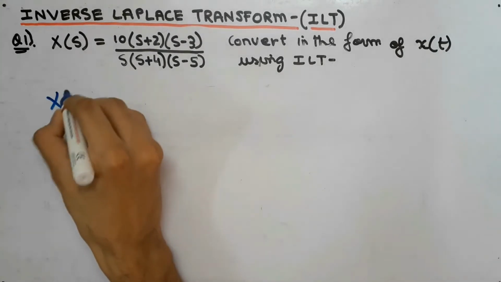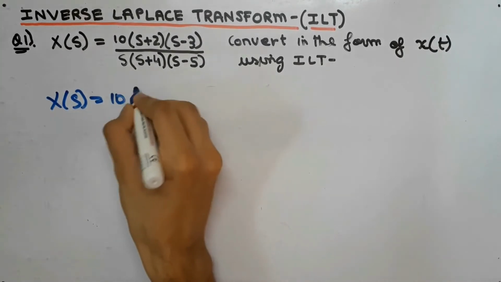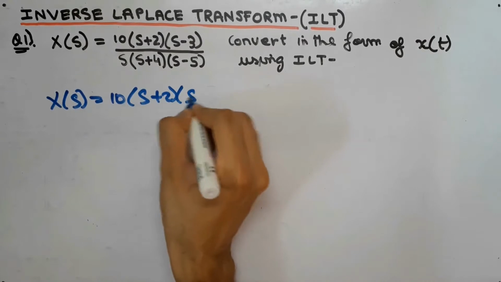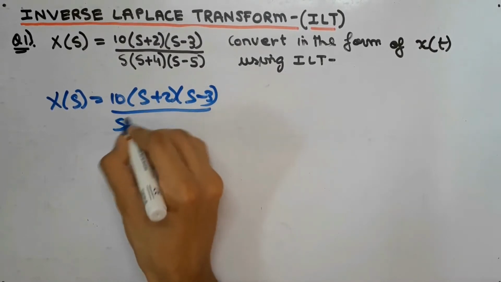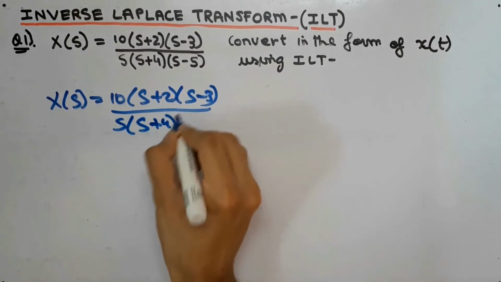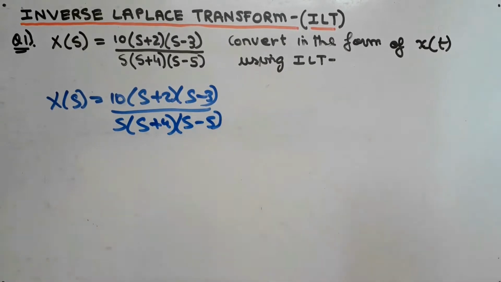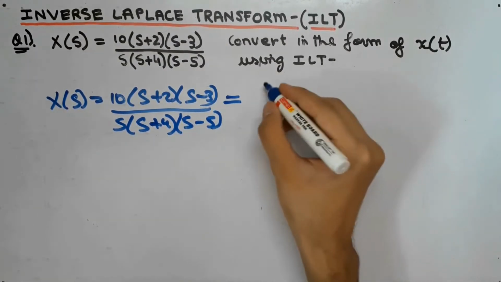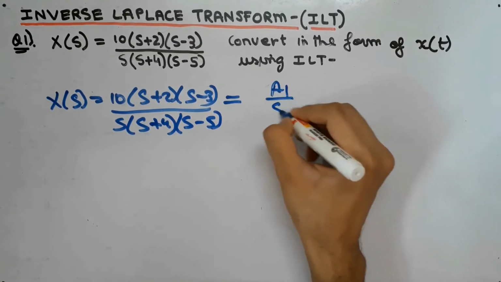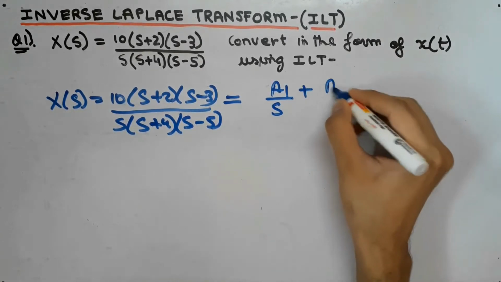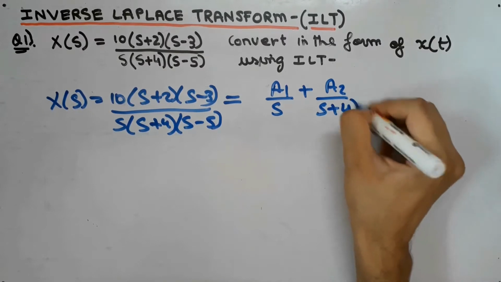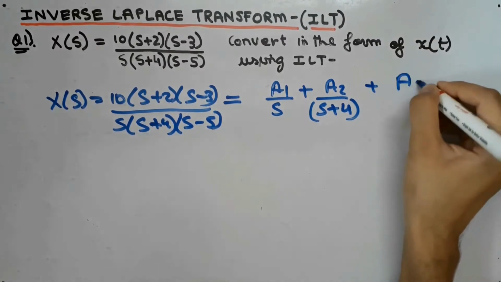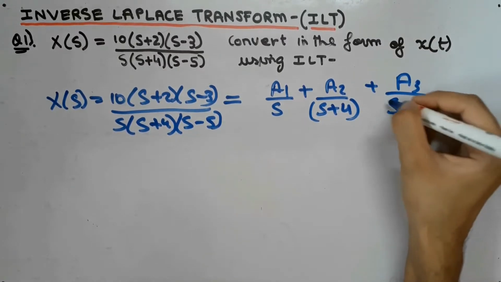That is, first of all we will write X(s) is equal to 10 into (s plus 2) into (s minus 3) upon s into (s plus 4) into (s minus 5). Now we will convert this into the form of a partial fraction, that is we will write a1 upon s plus a2 upon s plus 4 plus a3 upon s minus 5.